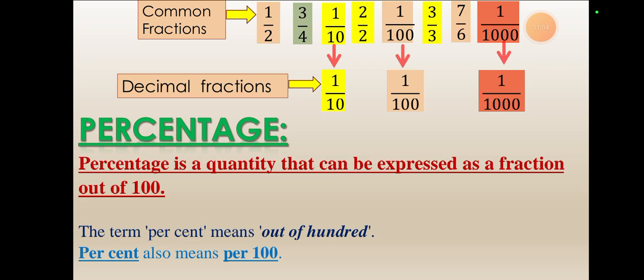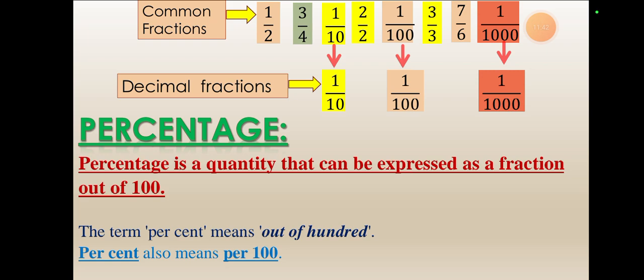Decimal fractions can be any fraction that has a denominator which is a power of 10: 10, 100, 1000, 10,000, 100,000, million, 10 million, 100 million. I don't care about the numerator. It's not obvious that the numerator would be 1. It can be 5, 6, 7, 8, 9, 10, 11, 12, any natural number. But the denominator must be a power of 10.